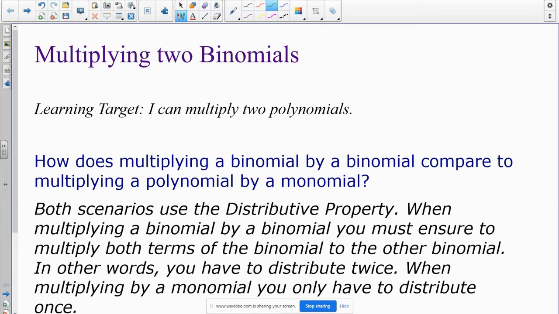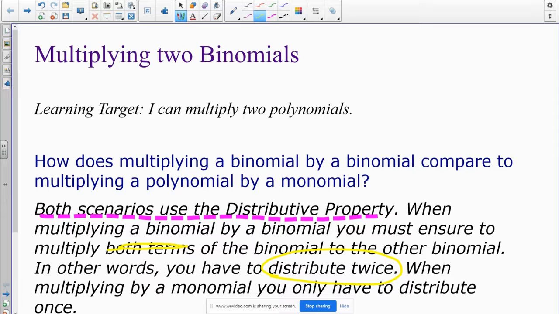Both scenarios use the distributive property. So it's not like you're going to change your strategy. You're still going to use that distributive property. The difference is that when you multiply a binomial by a binomial, you must ensure you multiply both terms of the binomial to the other binomial. In other words, you have to distribute twice.